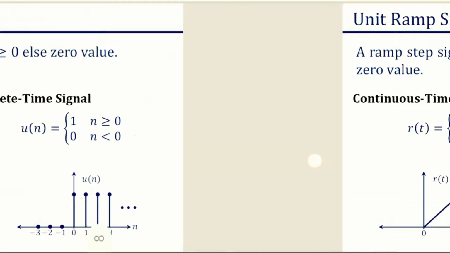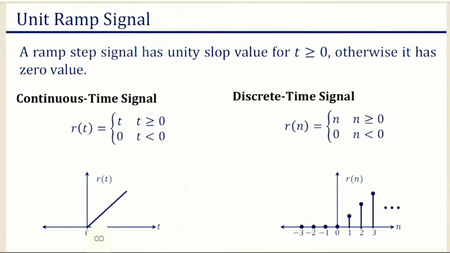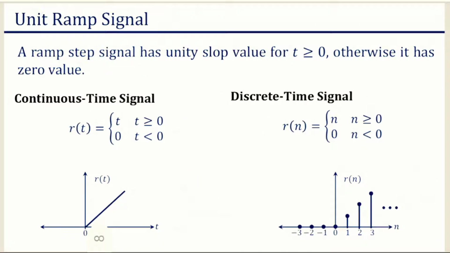A ramp signal has unity slope value for t greater than or equal to 0. The ramp signal exists as a continuous time signal and a discrete time signal. R of t equals t for t greater than or equal to 0, and R of t equals 0 when t is less than 0. Similarly, R of n is the unit ramp signal. Simply represent these three signals.